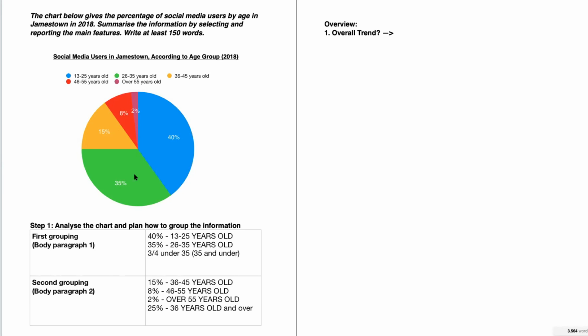So basically what you see here is the older a person is, the less likely they are to use social media. Because if you see 75%, 3/4 of our users are under 35, so 35 and under, and 25% are 36 and older. So quite simply, you want to say that the older a person is, the less likely they are to use social media. Okay, and that is exactly what we're going to focus on in our overview paragraph. And that is really everything that this pie chart has to offer to us. So we've looked at the specifics, we've looked at the general theme.